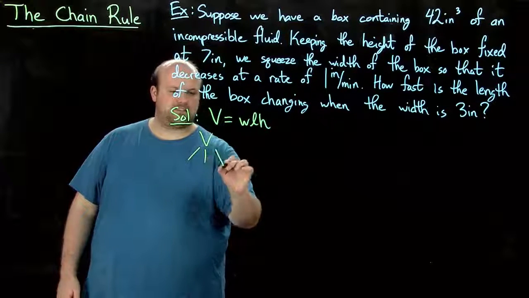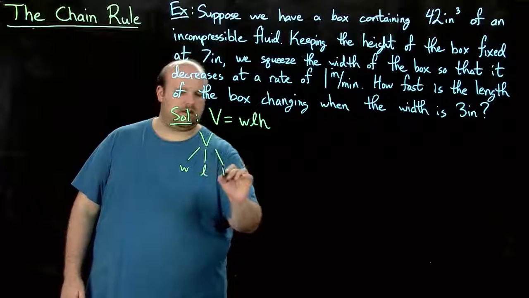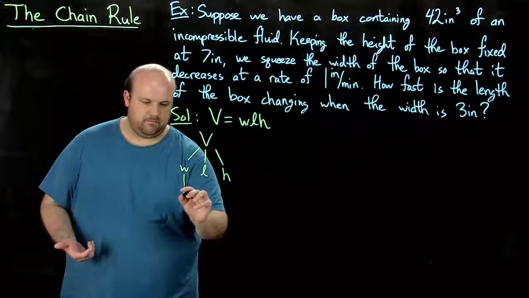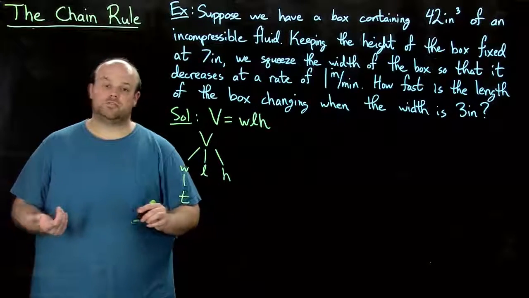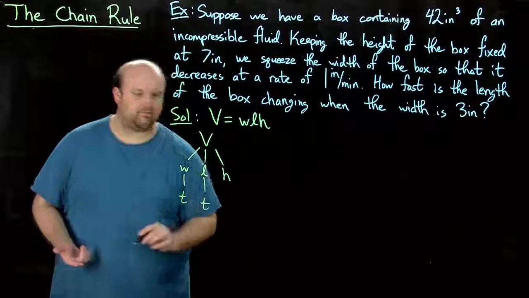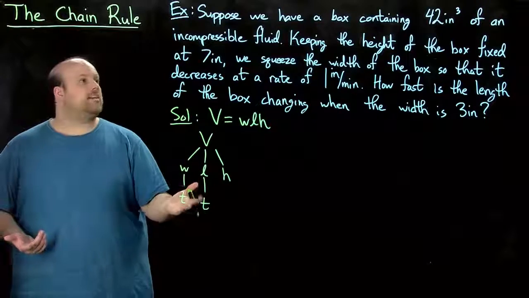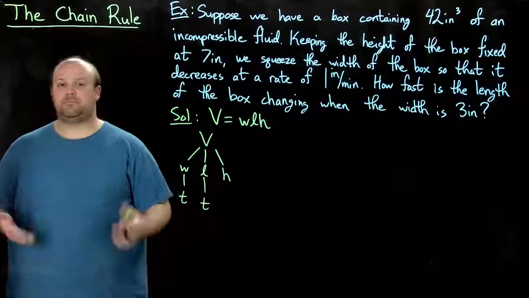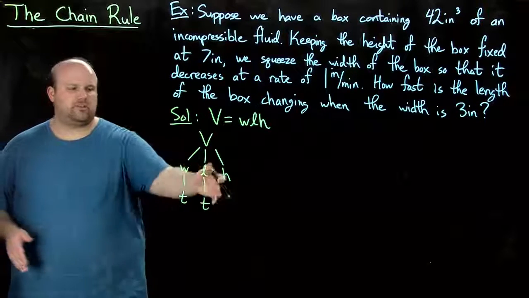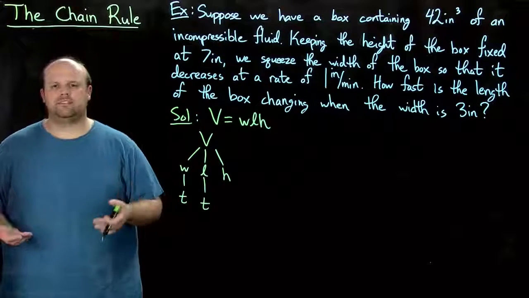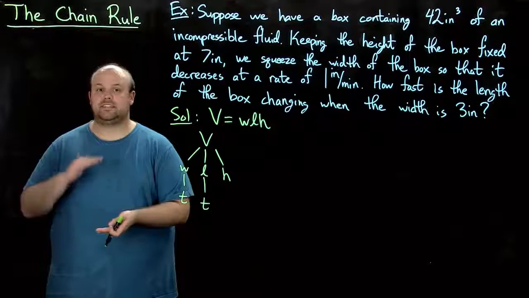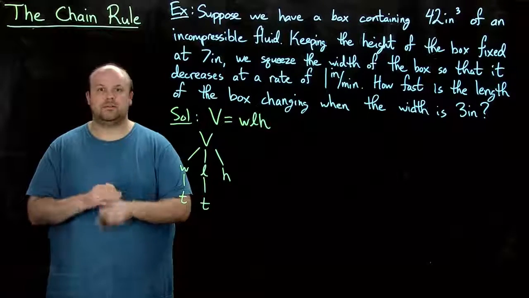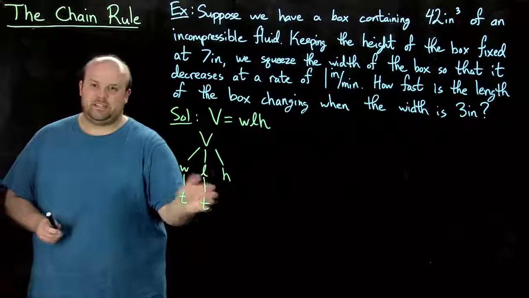V depends on width, length, height. The width is changing with respect to time. The length is also changing with respect to time. And the height, well, actually, we're holding the height constant. So it actually won't depend on anything. We could put a t here, but since h doesn't actually depend on t because we're holding it constant, that derivative would always be 0. So really, this is all we need.